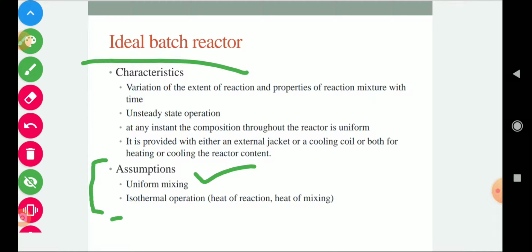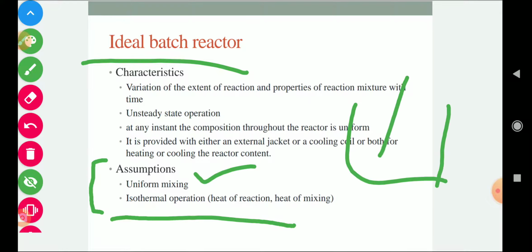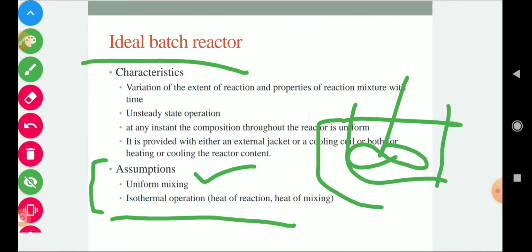Second, we assume isothermal operation. In the reactor we have stirring. Due to stirring some heat energy is generated. Also the reaction may be exothermic or endothermic, which may consume or release energy. But whatever condition we have, either we use heating coil, cooling coil, or whatever condition we use, we maintain uniform temperature in the reactors. This is our second assumption.